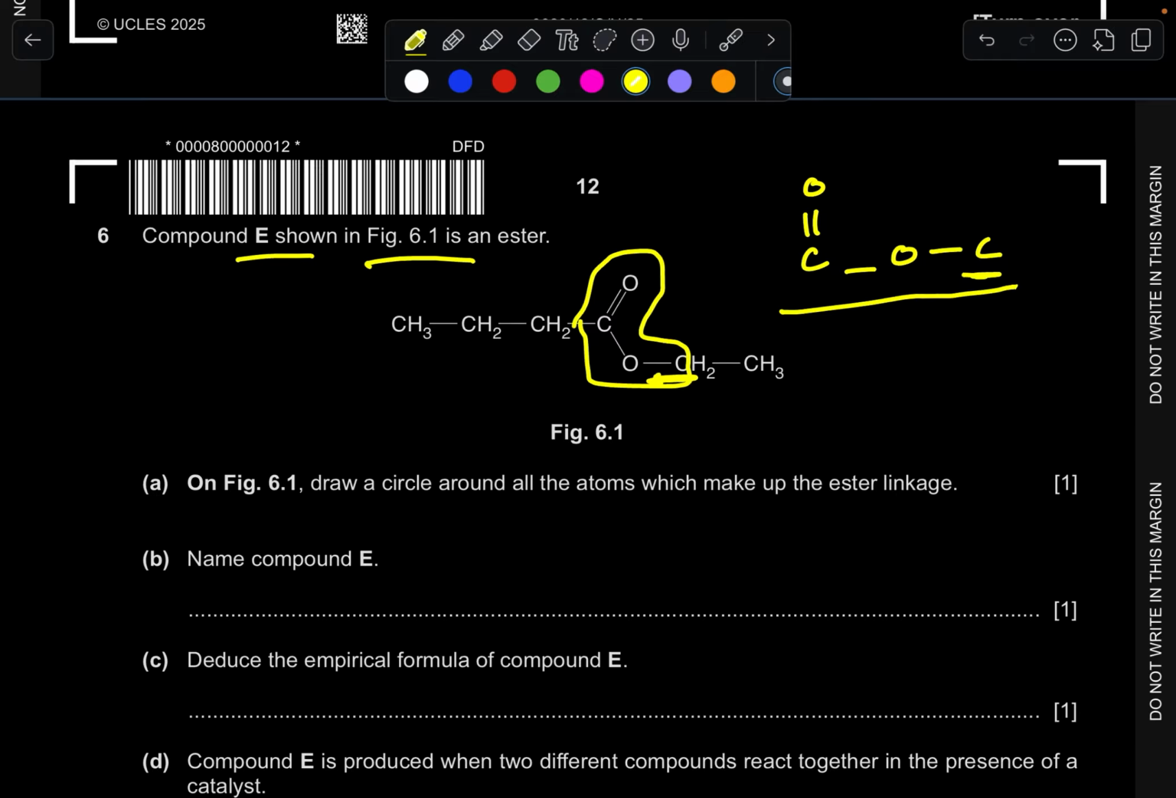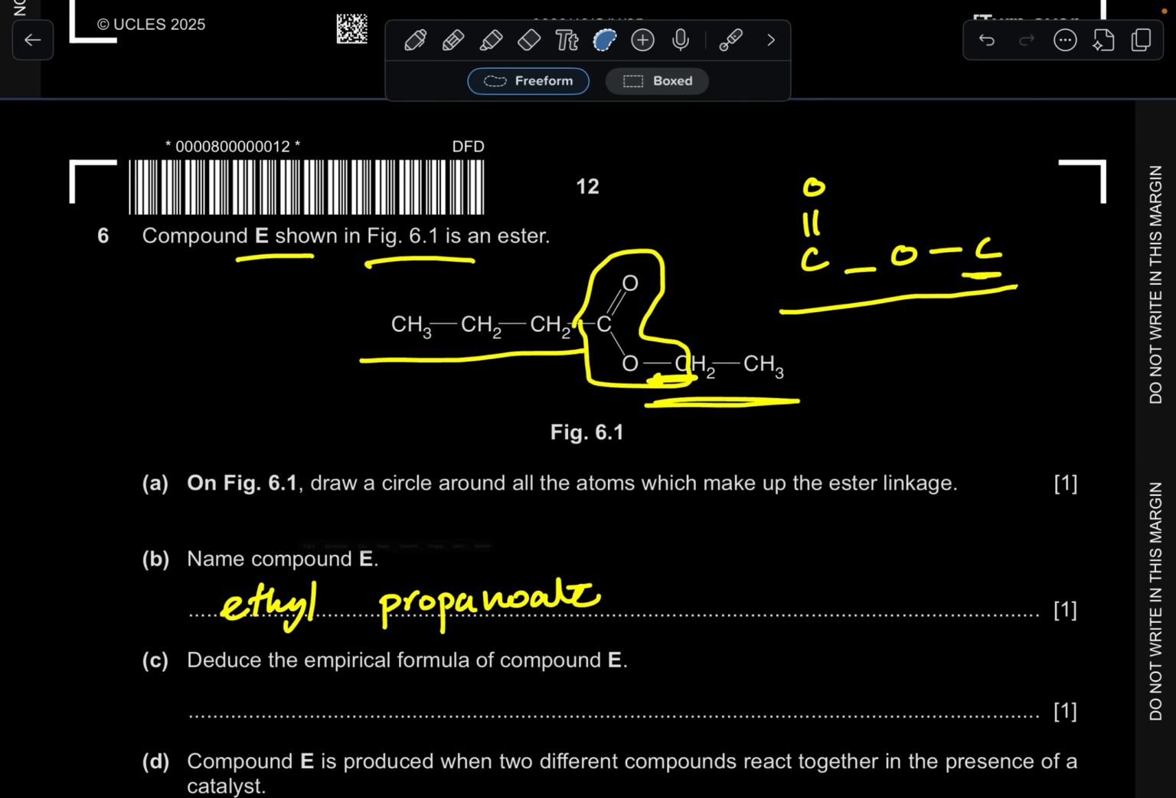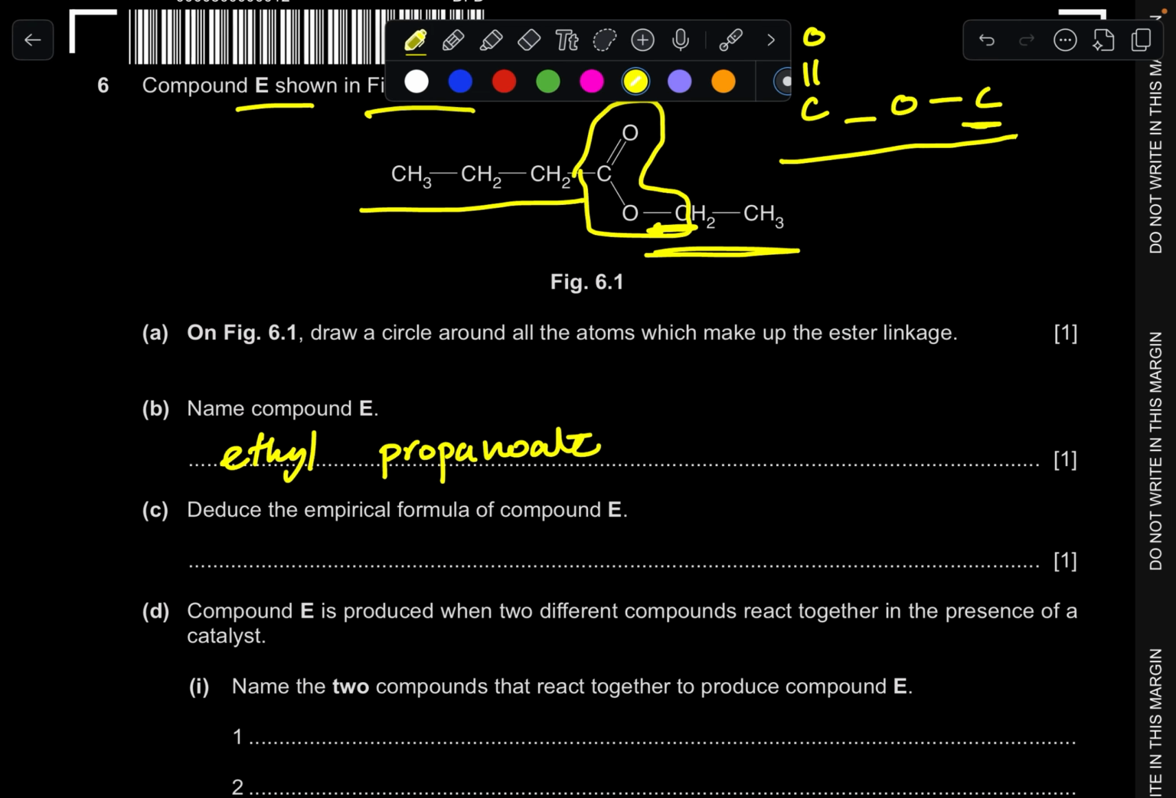Name compound E. E has three carbons in the carboxylic acid part, so that's going to be propanoate, and 2 for the alcohol, so that's going to be ethyl propanoate. Deduce the empirical formula of compound E. C5H10O2. The empirical formula is going to be the same as the molecular formula, because we cannot cut it further. You can count the number of atoms. I just know the general formula for esters, that's why I wrote it.